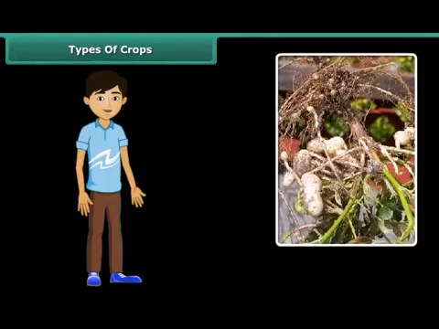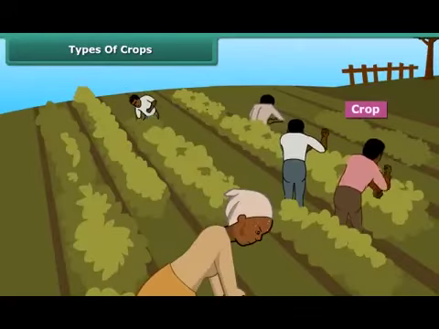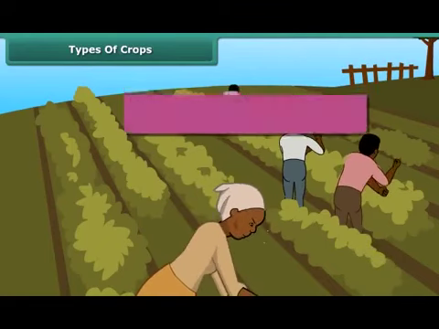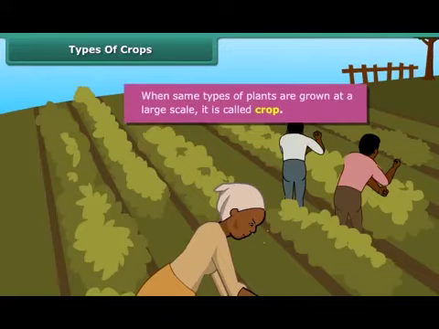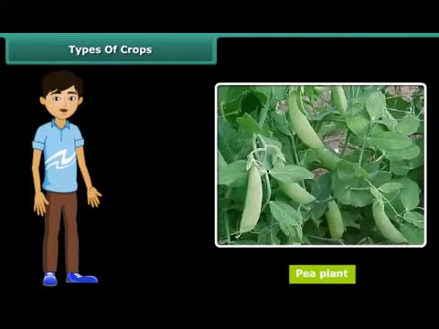Friends, have you ever looked at a groundnut plant? Can we call it a crop? No, we cannot. Do you know that when the same types of plants are grown on a large scale, then it is called a crop? If you wish to grow a pea plant in the hot season, you can't do it. Do you know the reason behind it?